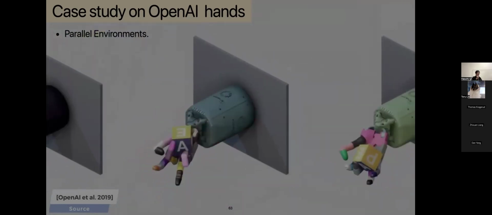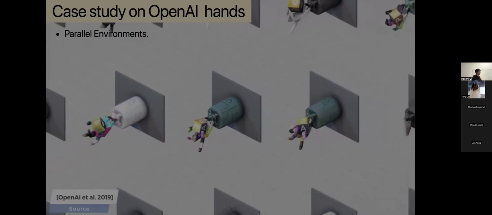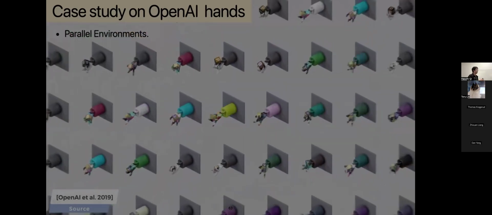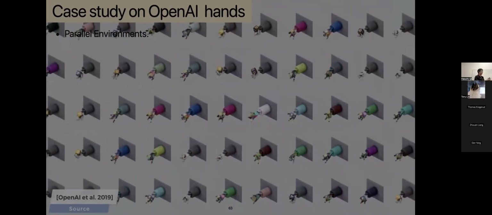Firstly, they need a large number of parallel environments because they need to collect a huge amount of data, on the scale of billions of samples, to make their policy training stable. And in this case, what they use is almost exactly what we talked about, the PPO algorithm.